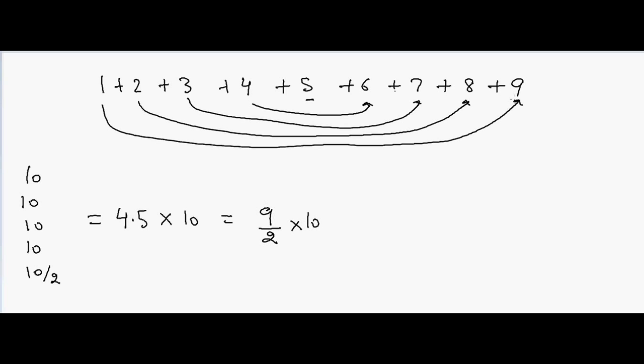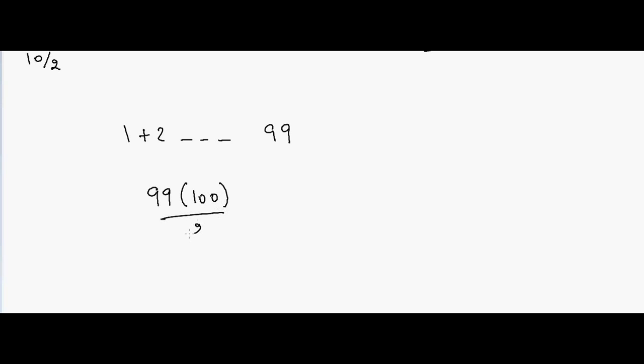Again, if we look here, that is equal to 9 divided by 2 times 10. So what's the 9 here? 9 here is the last digit, so we can write it generally. Suppose I have to add 1 plus 2 until x, we can write this as x times (x plus 1), divided by 2. We can use this formula for any kind of sequence. Now if we have to add 1 plus 2 until 99, the answer will be equal to 99 times 100 divided by 2.